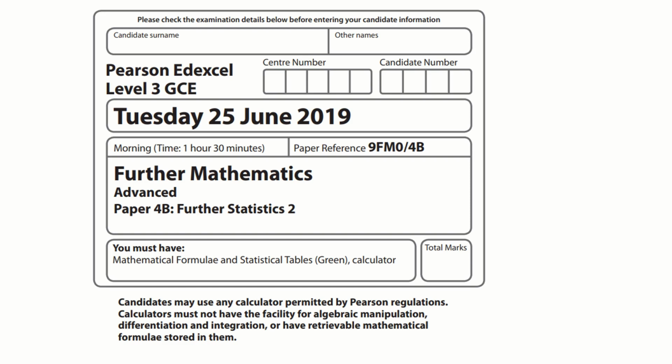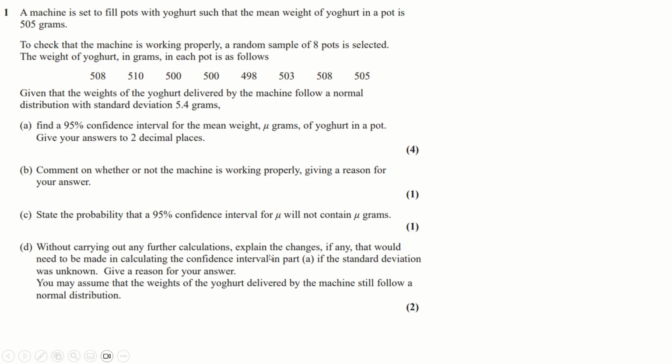This is Further Stats 2 from 2019. So the first question is talking about a machine making yogurt pots with a mass, I guess, of 505. We've got a sample here with all these masses, and a standard deviation of this. Find the confidence interval for the weight, for the mass again, or weight.